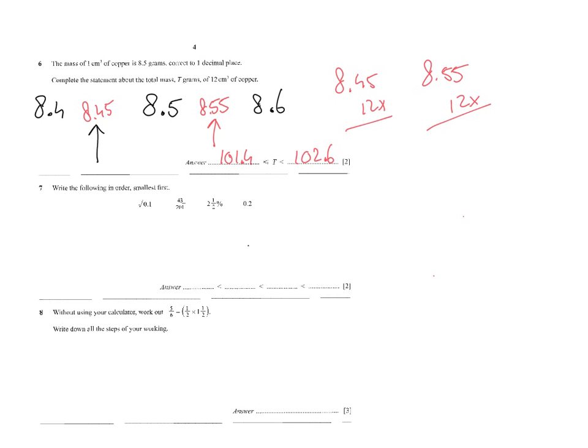Question 7, write the following in order, smallest first. Okay, so this is the smallest, that is the largest, for 2 points. Now in order to compare those numbers, you need to decide, I'm going to either write them all as percentages, decimals or fractions, and most of you do decimals. That's what I will be doing.